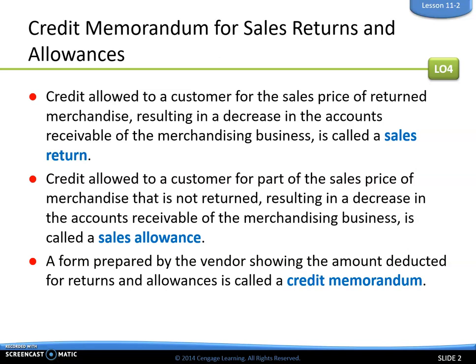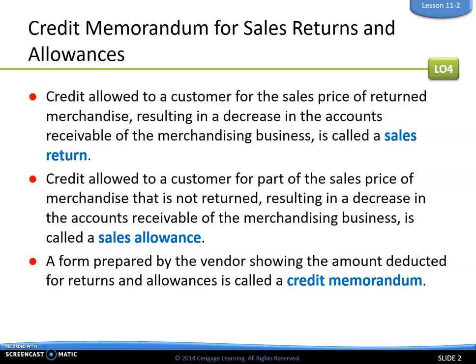So first thing they're talking about is a credit memorandum for sales returns and allowances, and they're really just giving us definitions. So a sales return is a credit allowed to a customer for the sales price of returned merchandise, resulting in a decrease in the accounts receivable of the merchandising business. A sales allowance is credit allowed to a customer for part of the sales price of merchandise that is not returned, resulting in a decrease in the accounts receivable of the merchandising business. A credit memorandum is the form that's prepared by the vendor showing the amount deducted for returns and allowances.